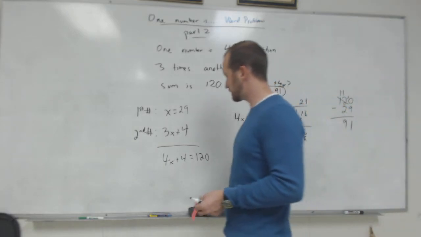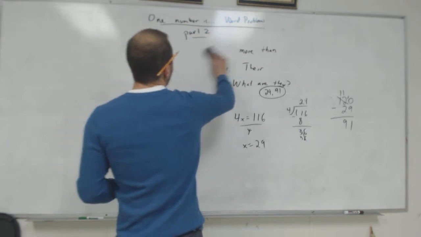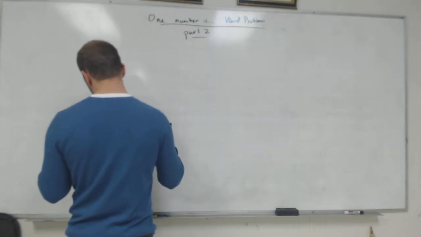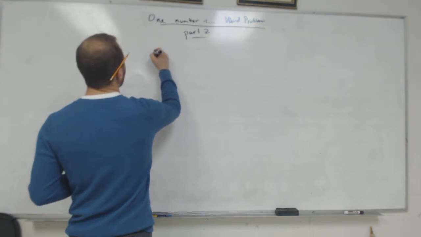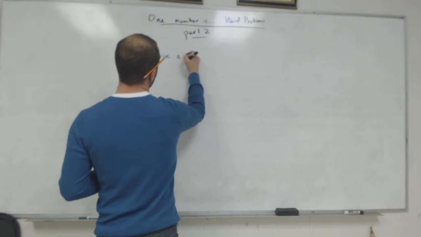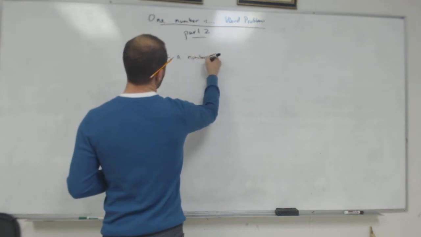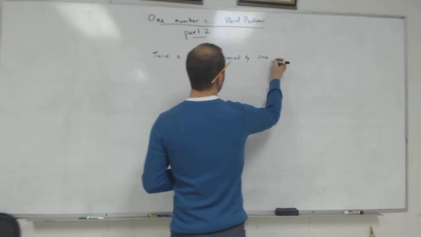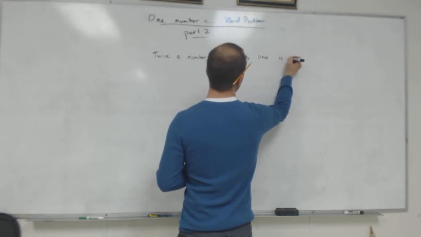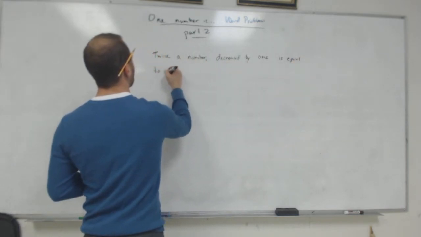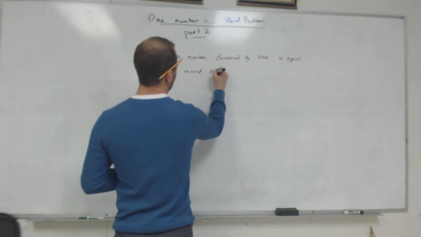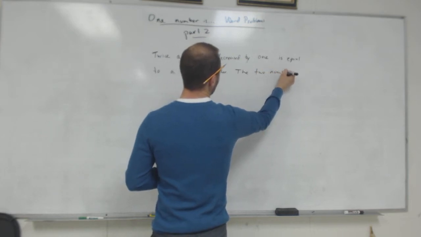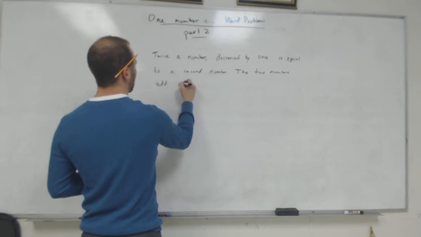Okay, and one more example for us. Twice a number decreased by 1 is the second. Add up to 50.